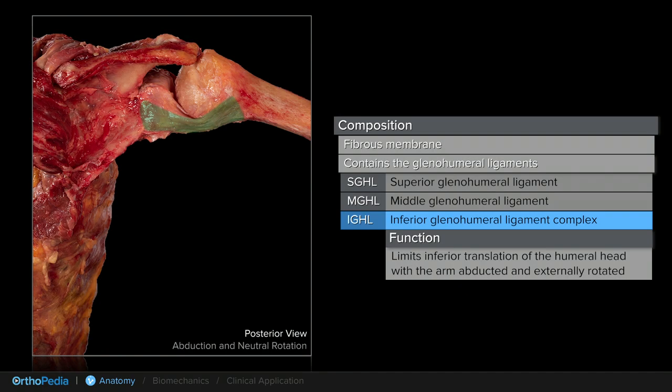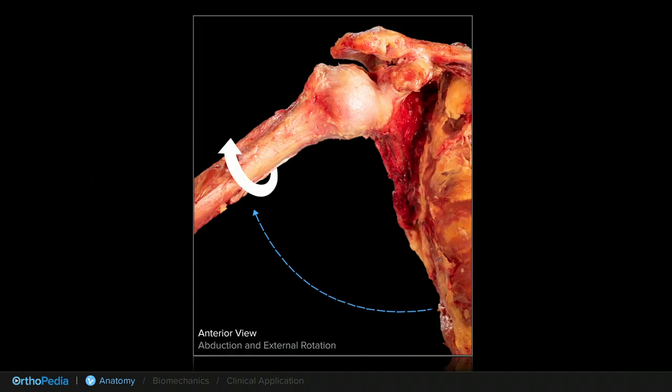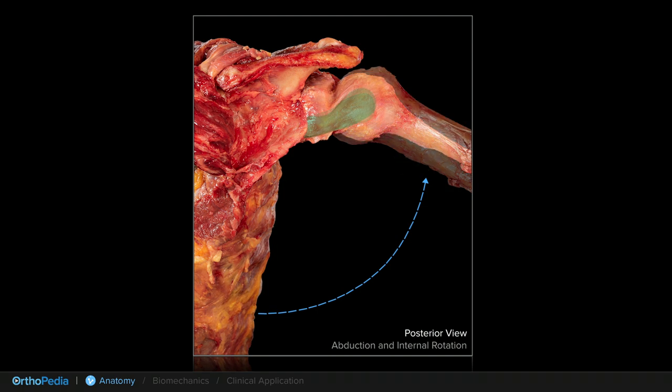The IGHL complex acts to limit inferior translation when the arm is abducted. When the arm is externally rotated, the anterior band shifts to cover the anterior aspect of the humeral head and limit anterior translation. When the arm is internally rotated, the posterior band shifts to cover the posterior aspect and limits posterior translation.